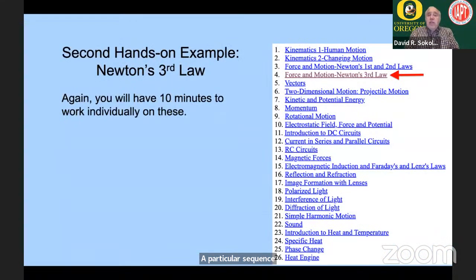Okay, what I'd like to do is have you try one other, and this one is called Force and Motion, Newton's third law. And again, I'll give you 4 or 5 minutes. So again, go to the web page, click on number 4, Force and Motion, Newton's third law, because this one is a little bit different than the other one. This one uses videos. So play around with this for about 5 minutes or so. And then we'll come back and we'll talk a little bit more about home adapted ILDs, and then I'll give you a chance to ask questions.